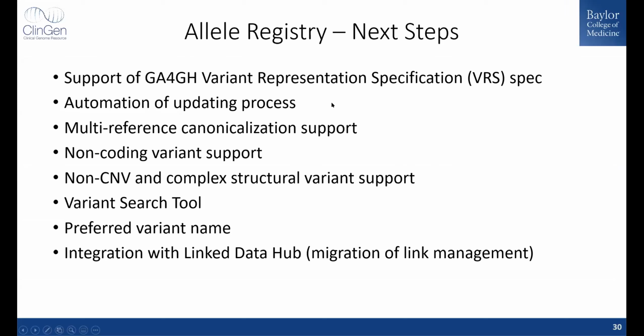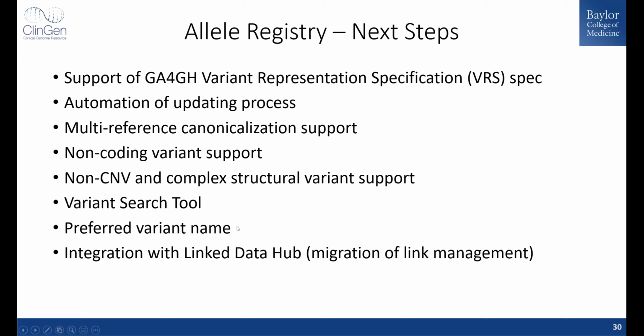I also want to automate some of the update processes, to keep everything up to date as quickly as possible. We're also aware of multi-reference support down the road, with the pan-genome, so we have on our radar how that is going to affect the Allele Registry. Also, non-coding variant support. We support non-coding, but not such things as different splices and other types of data sets. So non-CNV and complex structural variant support, which I just talked about. Also the variant search tool, a more integrated place you can use as a jumping off point to find as much information as you can using the Allele Registry, Linked Data Hub, and other tools.